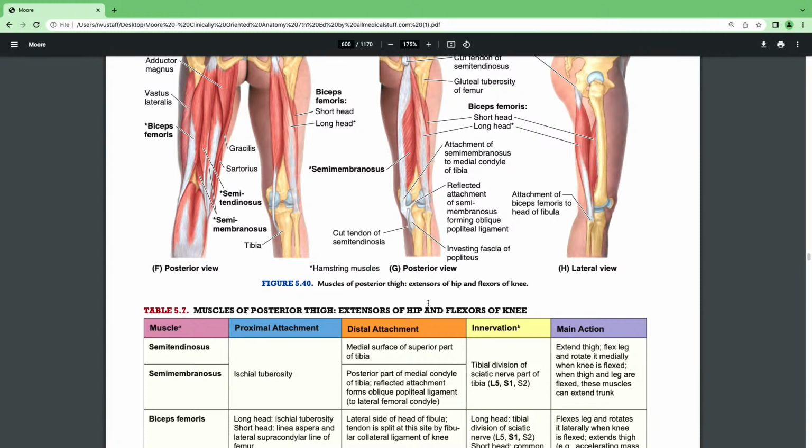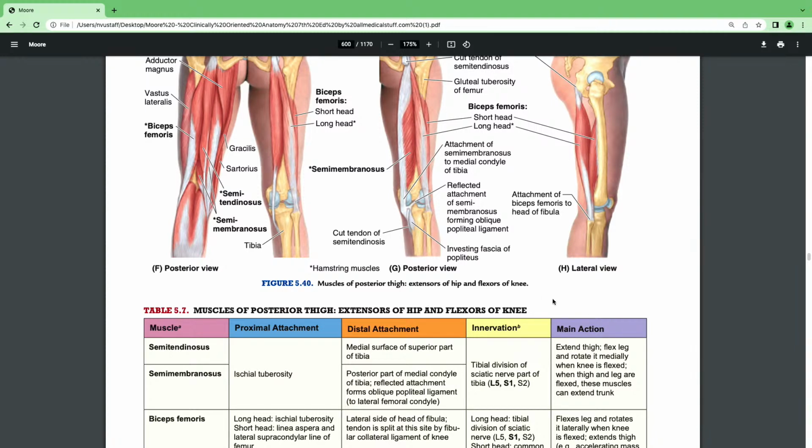Difference of what? In anatomical position, you do have muscles which are flexing the hip, but extending the knee. Posterior compartment is vice versa, yeah? Extending the hip, but flexing the knee. You see? So that's the idea here.